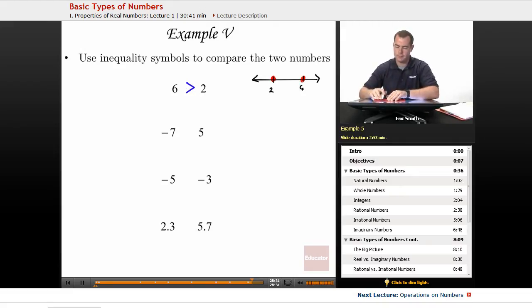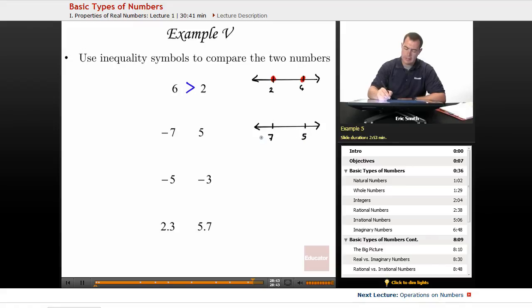Let's try another one. Negative 7 and 5. It's tempting to say that negative 7 is bigger, but our negatives are on the left side and our positives are on the right side, so I can see that negative 7 is really less than 5. So let's write that out. Negative 7 is less than 5.